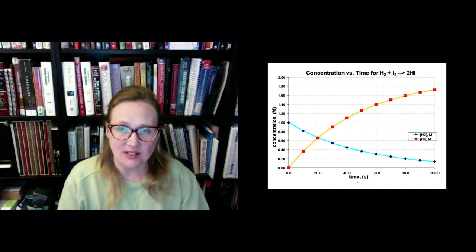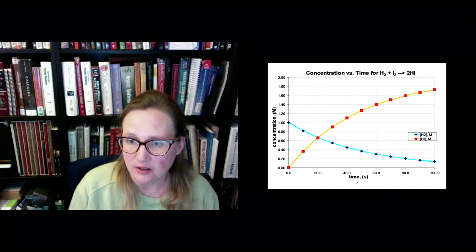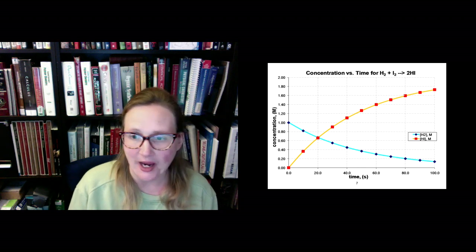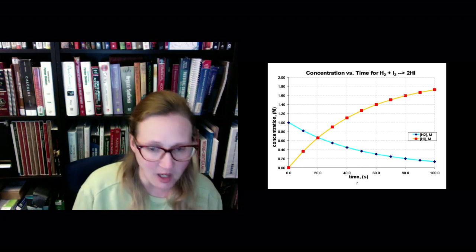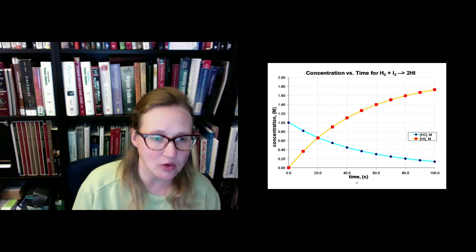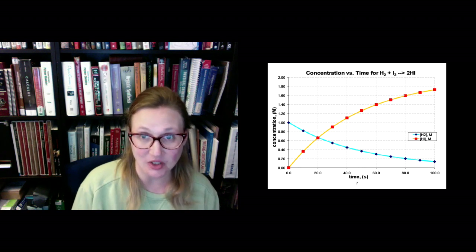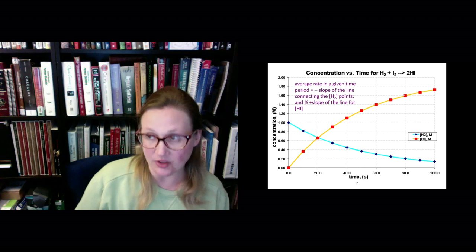All right, and we can look at this graphically, where we look at the H2, so hydrogen going away, that's in blue, and the formation of HI, that's in yellow. And so by stoichiometry, if we start with 1 molar, we can actually get to 2 molar of HI just because we start with 1 molar of H2, and the stoichiometry is 1 to 2. Okay, so let's look at this graph and look at some average rates.